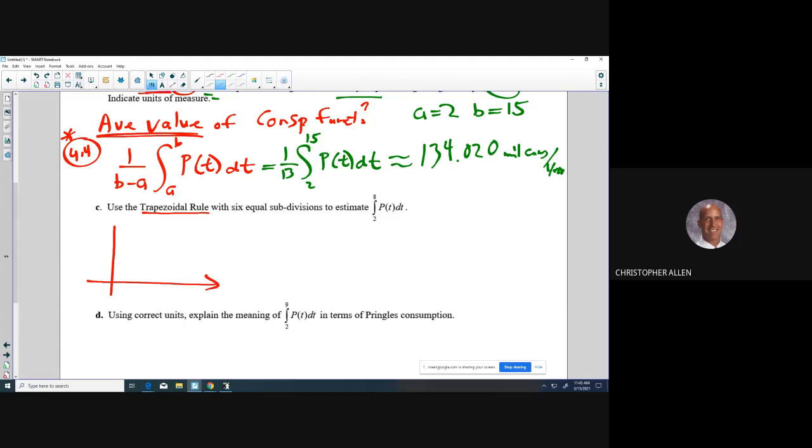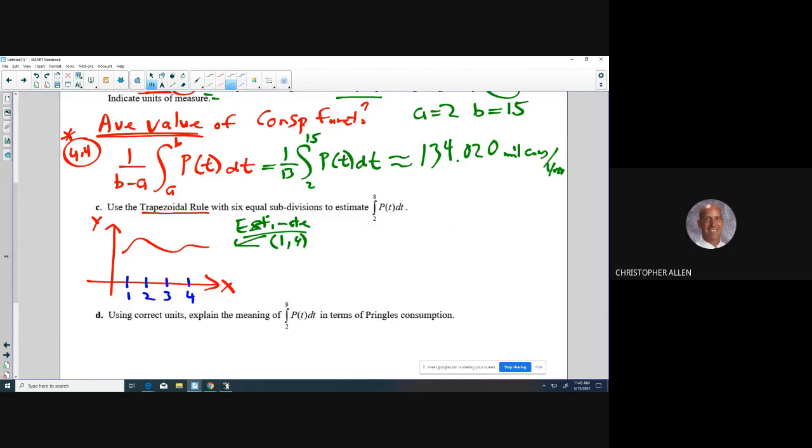So let's say that we've got some function here, and this is a different problem, but let's say it does whatever it does, and I want to find from, let's say, 1, 2, 3. Let's keep it simple. Let's go to 4. Okay, and I want to estimate the area under that curve from 1 to 4.